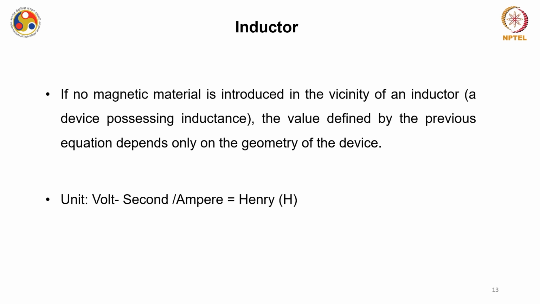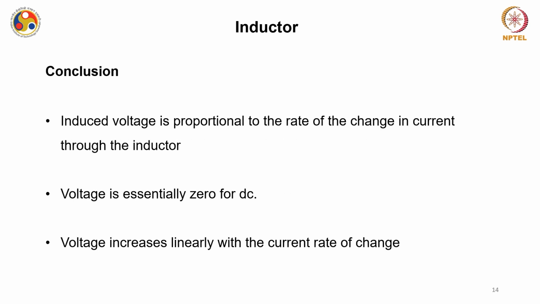So, if no magnetic material is introduced in the vicinity of an inductor, the value defined by the previous equation depends only on the geometry of the device, okay, and of course the unit is Henry. So, to conclude, the induced voltage is proportional to the rate of change in the current passing through the inductor. This voltage will be equal to 0 for DC because I am interested in change in the current di by dt. For DC, this component will be 0, okay. That is why I am telling that voltage will be 0 for DC.